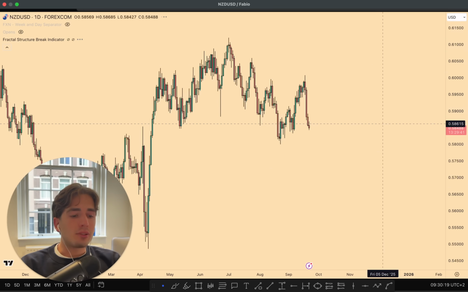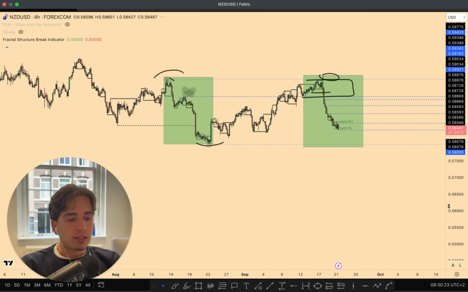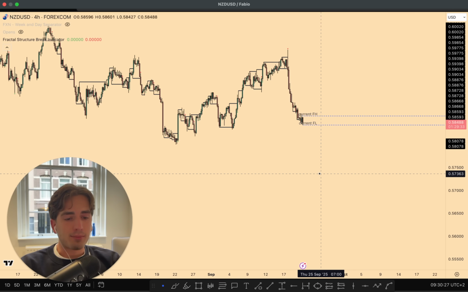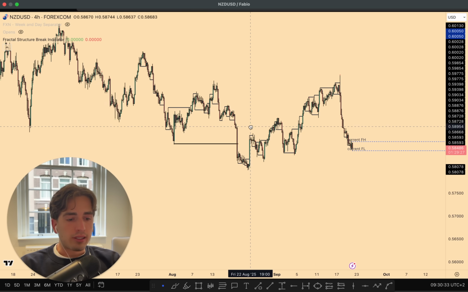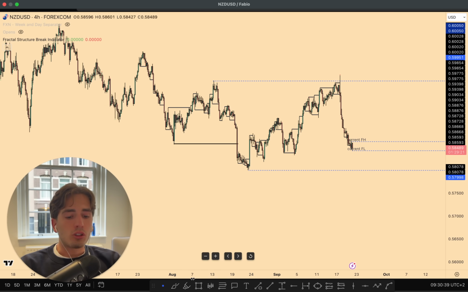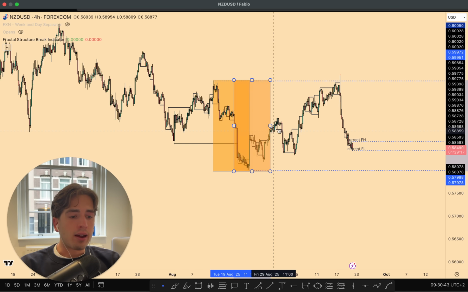Then NZDUSD has been pushing towards the downside within the impulsive phase. With NU, I'm also looking for shorts, favoring shorts. All I can say here, again, is that the overall idea and analysis has been playing out: break of structure towards the downside, and then what we had here was the overall swing high, and here we had the overall swing low.